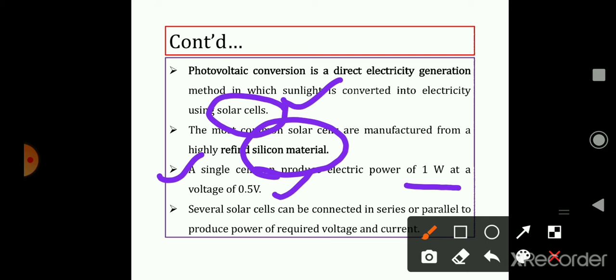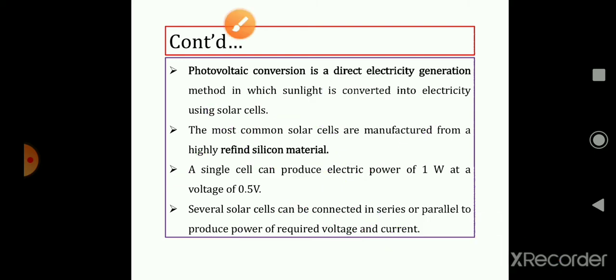Suppose I want 2 volts. What do I have to do? I have to connect a number of solar cells in series. Otherwise, if I want more current, then I connect a number of solar cells in parallel. So by the combination of series and parallel, we can increase the electrical energy from solar energy.